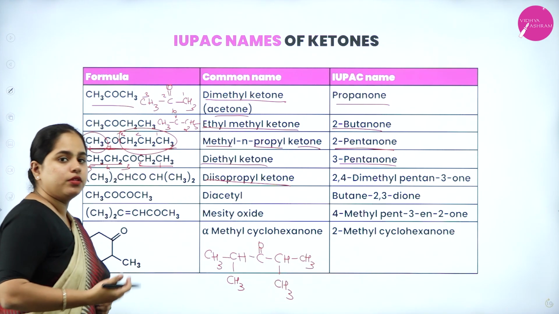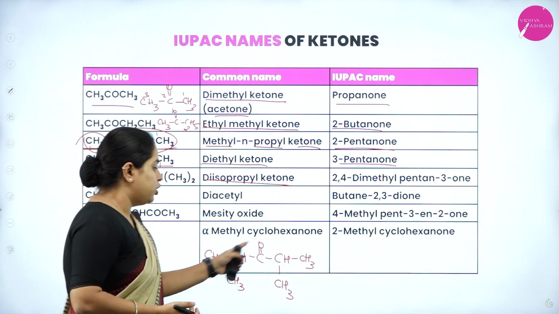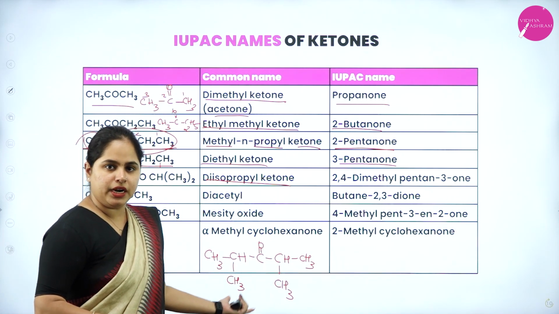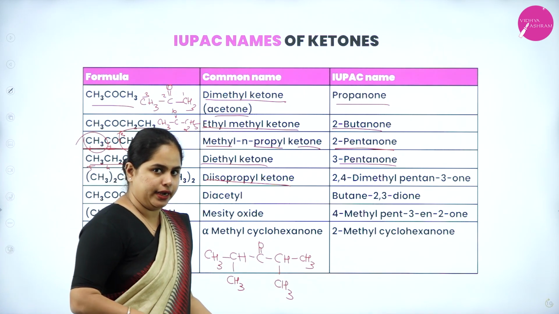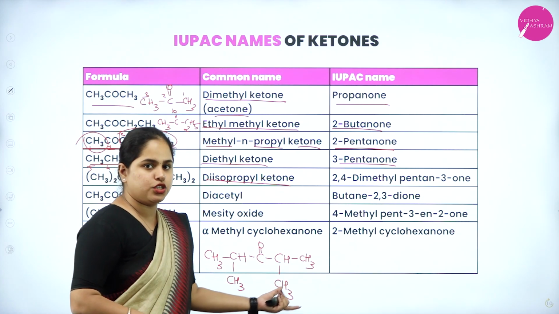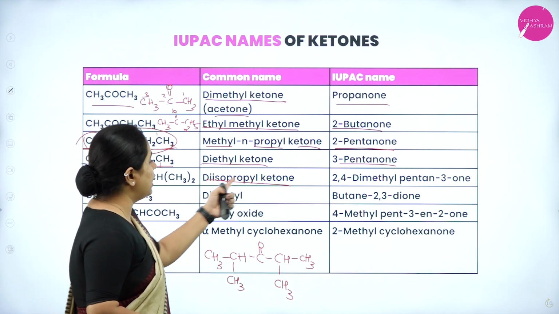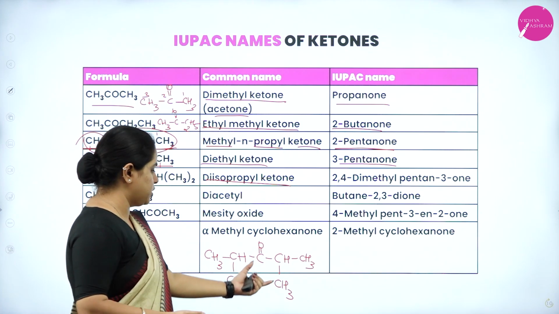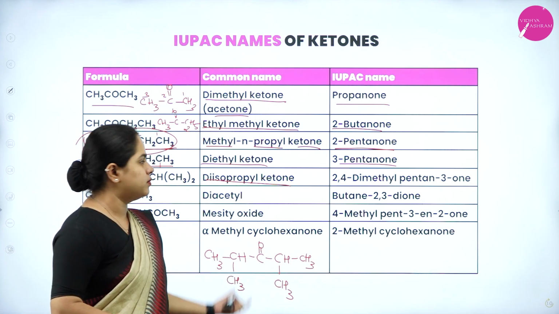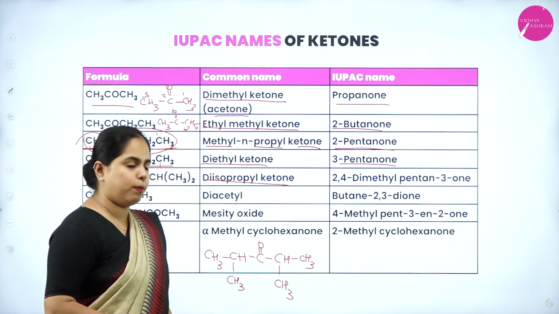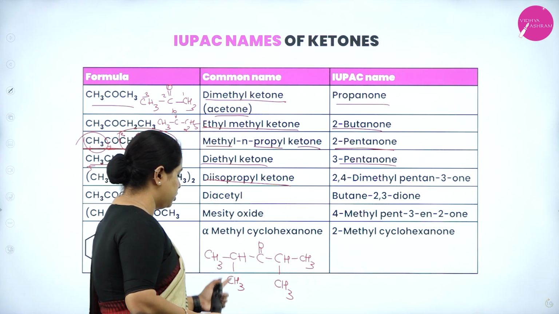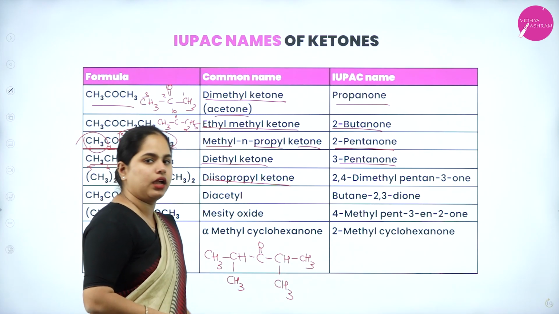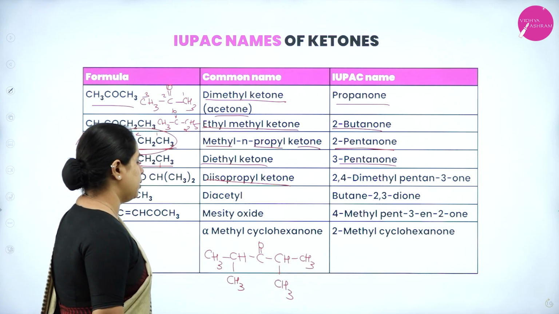Okay, so from this what you can understand? There are 2 carbon atoms in which methyl groups are attached and both of them are iso. So that is why it is diisopropyl ketone, because it is present on the second carbon atom. Why propyl? 1, 2, 3. 3 carbon atoms. Clear?